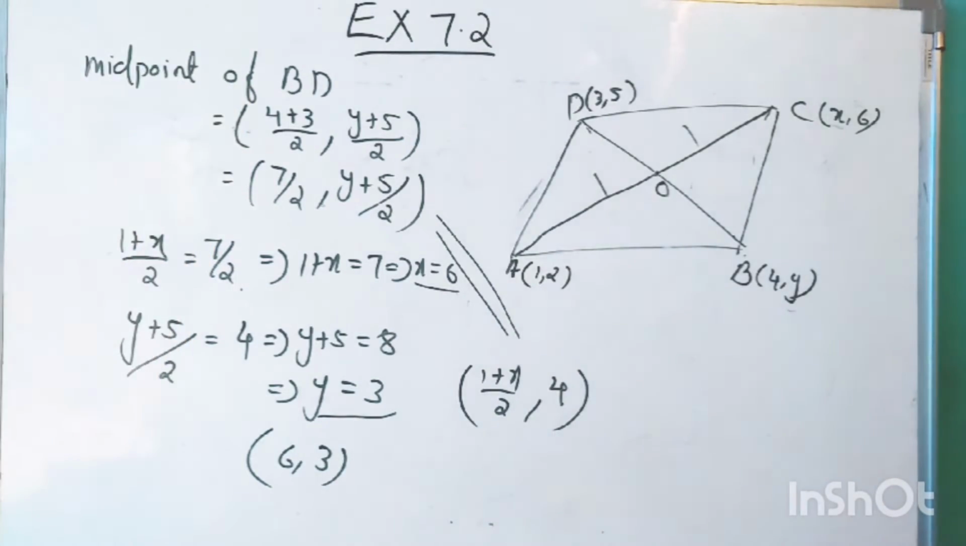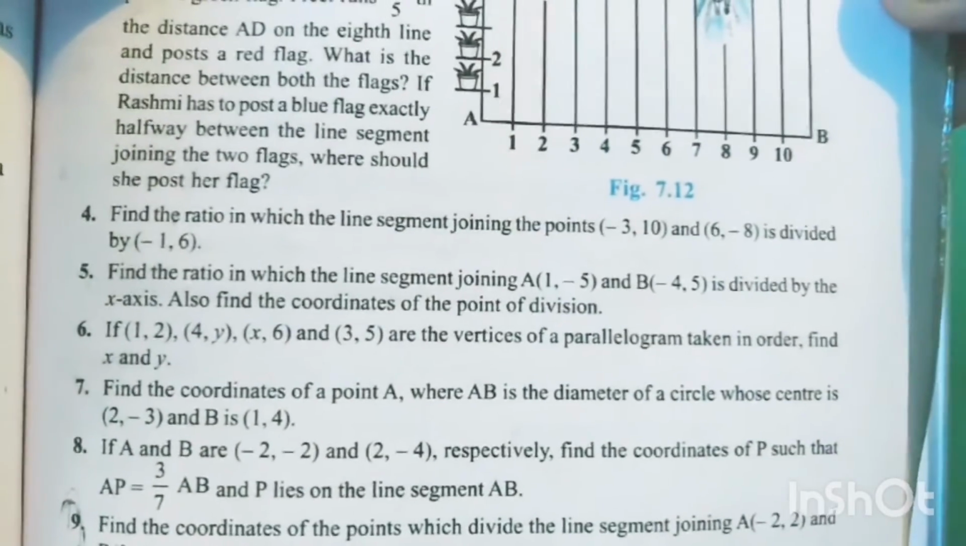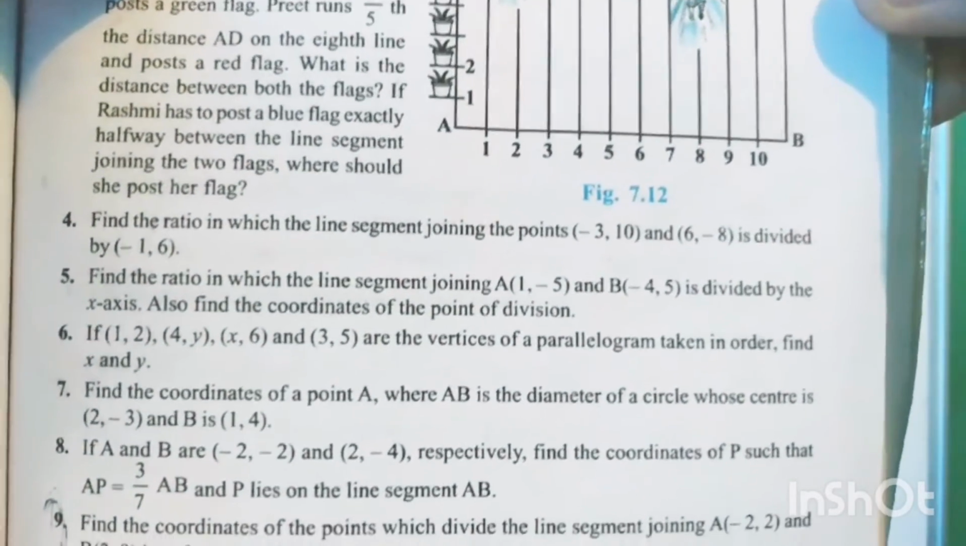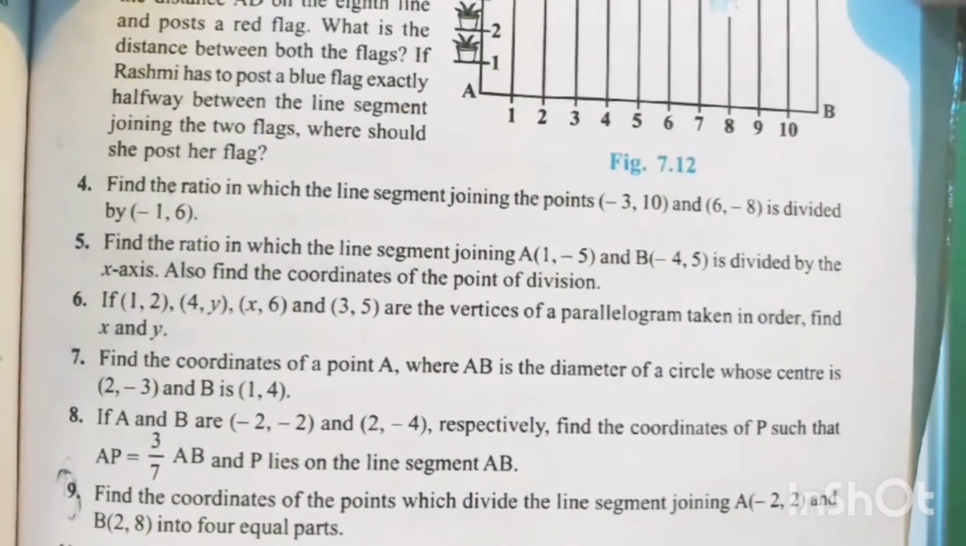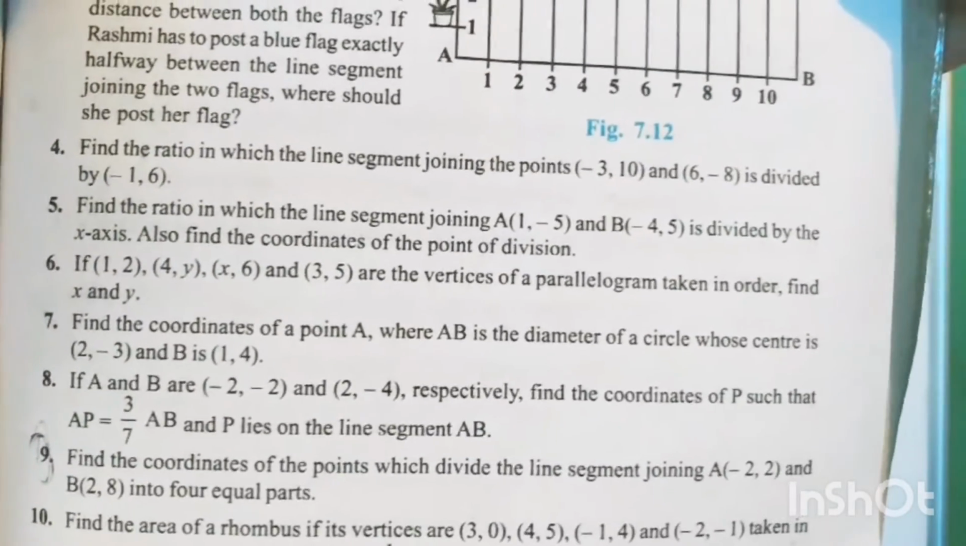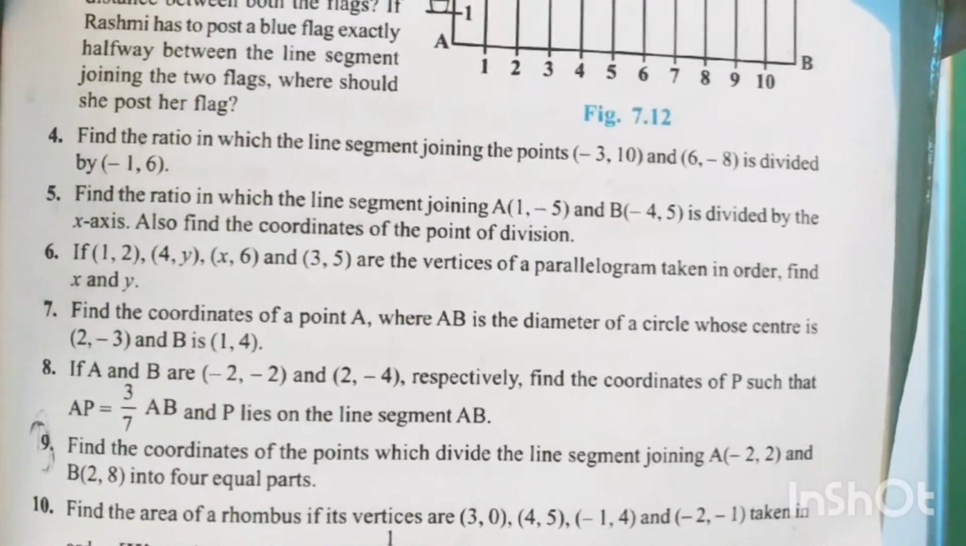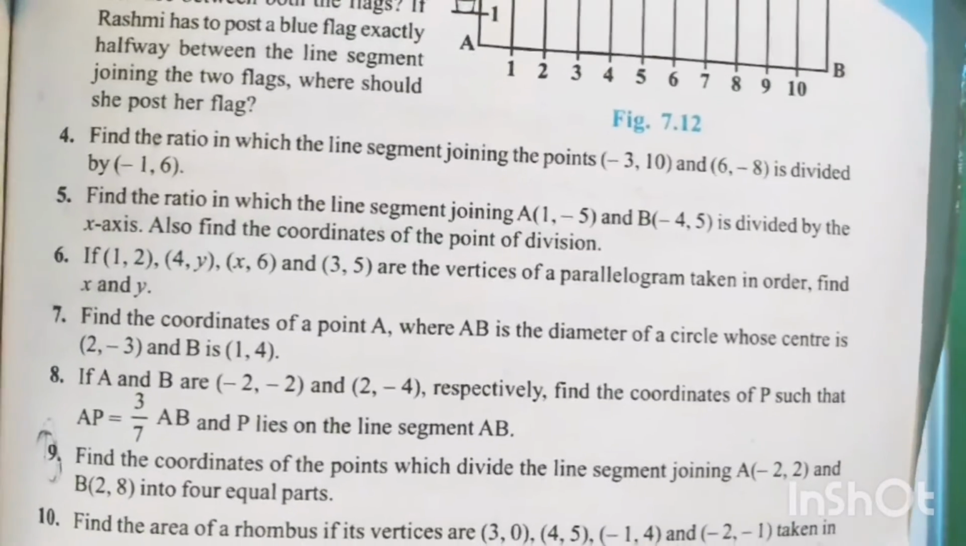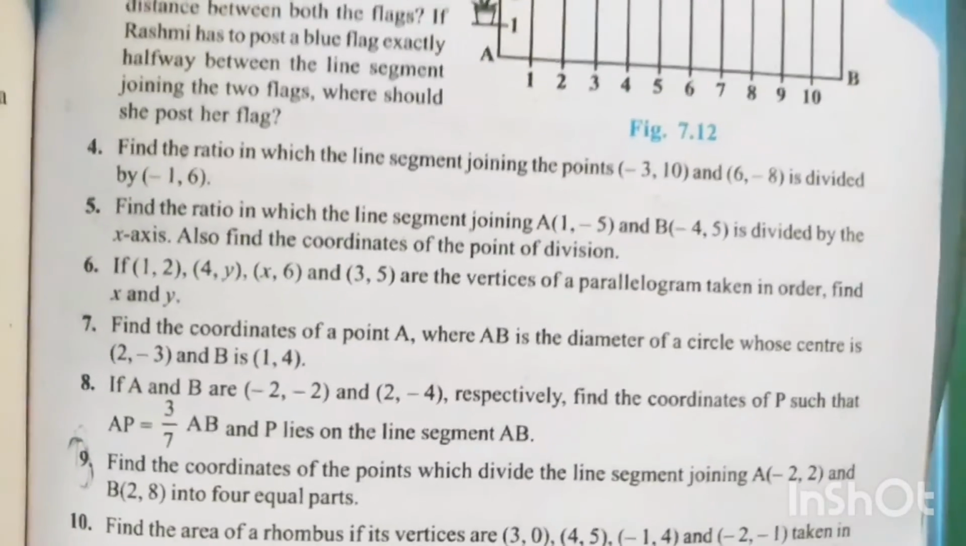Now, fifth question. Find the ratio in which the line segment joining A(1, -5) and B(-4, 5) is divided by the x-axis. Also find the coordinates of the point of division.